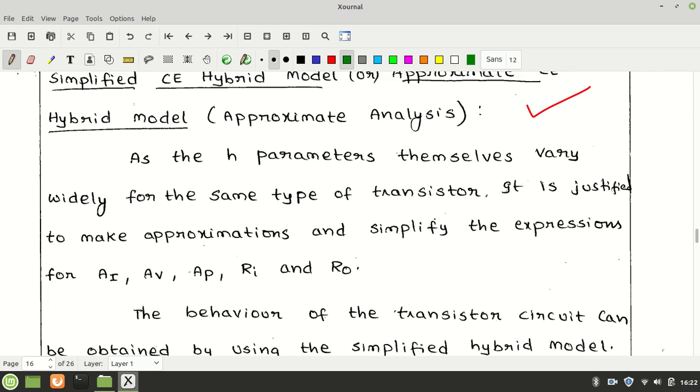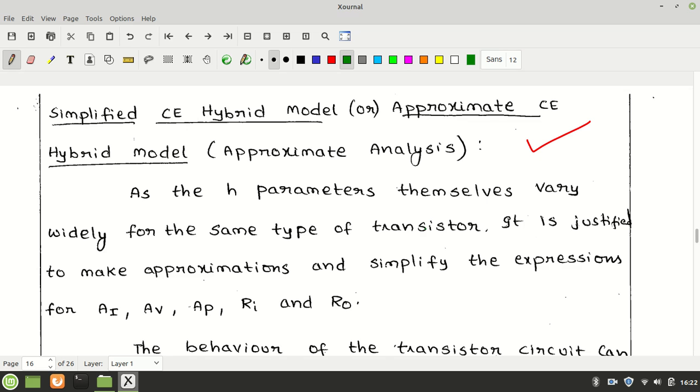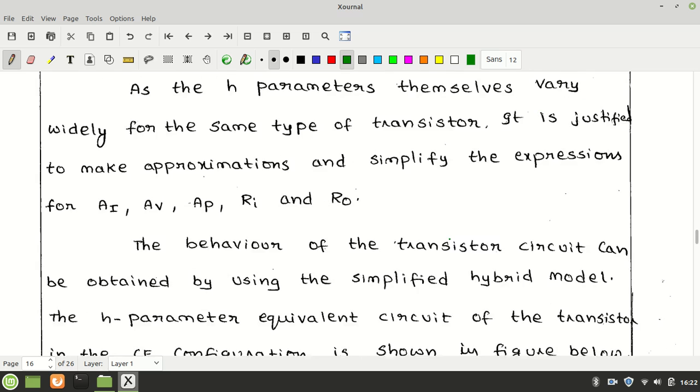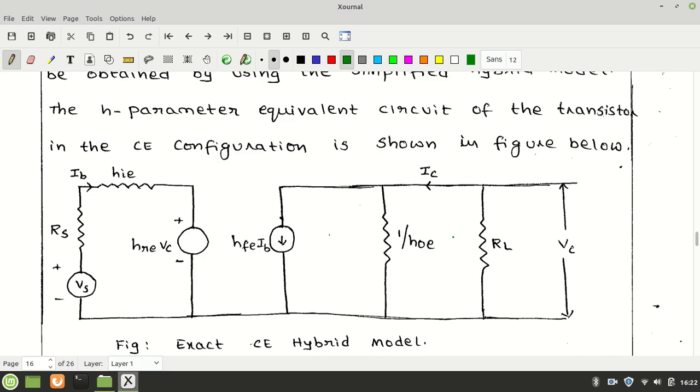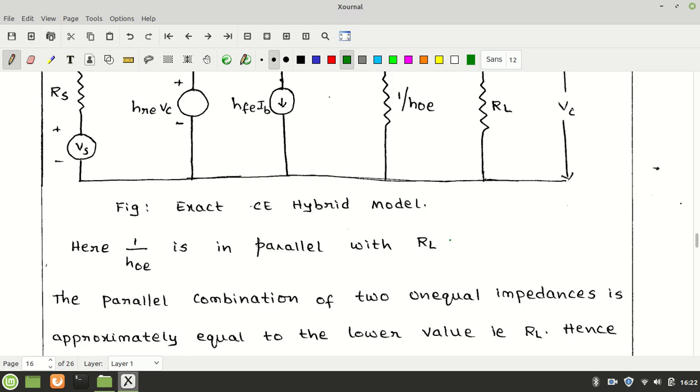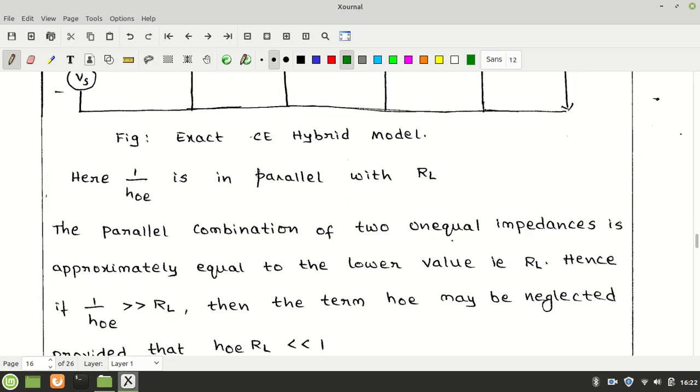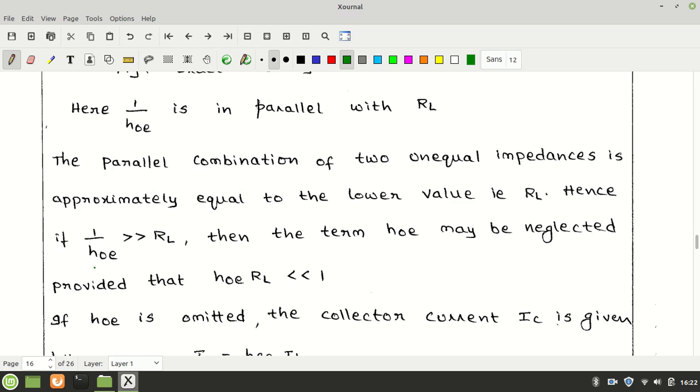Now the last topic of our discussion is the hybrid model of common emitter mode, but with approximate analysis. Here we are going to draw the approximate connections. Approximate connections means actually, yes, the output admittance is very low, that is, the output impedance is very high with respect to RL, so you can omit this.